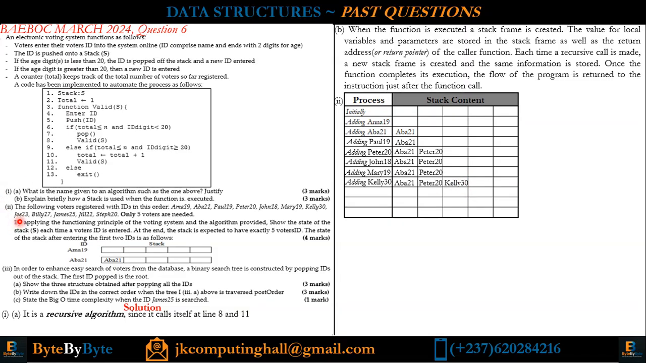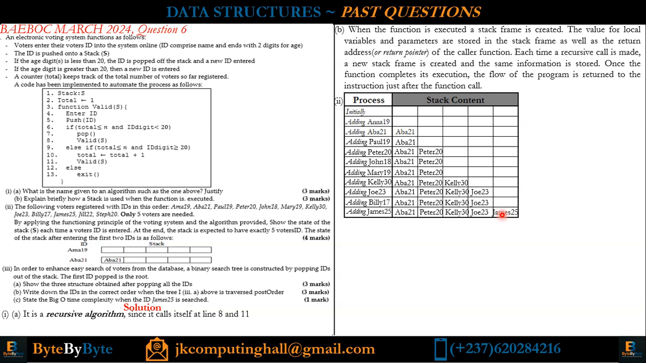The next one is Joe 23. Upon adding Joe 23, 23 is above 20, so Joe 23 will be the fourth element in the content of my stack. Billy 17, upon adding Billy 17, 17 is below 20, so my stack remains the same. Then James 25, upon adding James 25, 25 is above 20, so my stack is going to be as you are seeing. Now, I'm not going to compare for Jill 22 or Steph 20. Why? Because in the question they said the stack is expected to have exactly 5 voters, and I have 1, 2, 3, 4, 5 voters exactly.